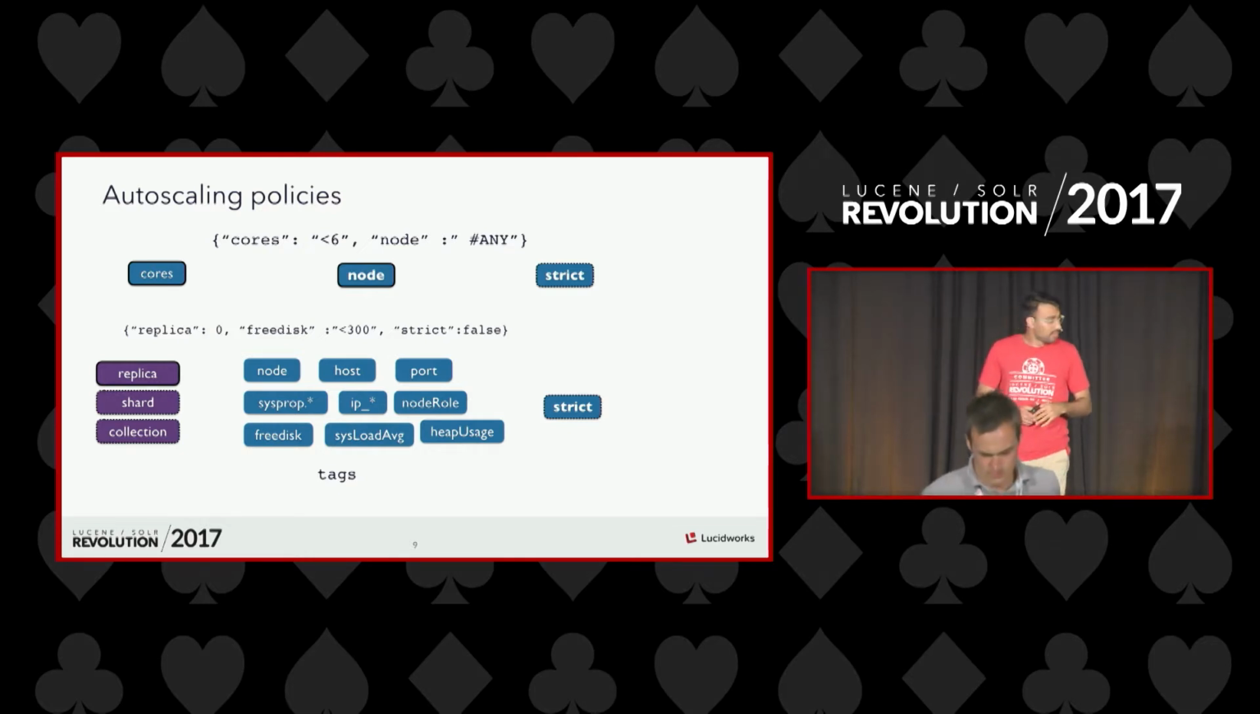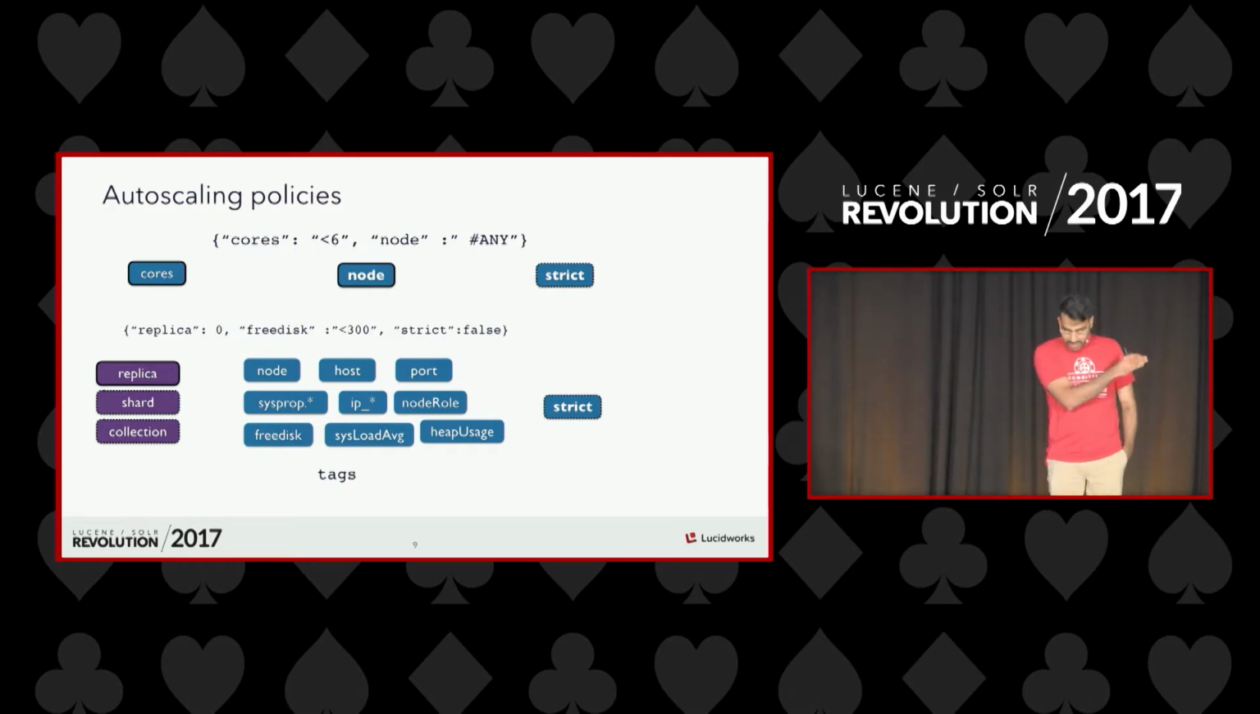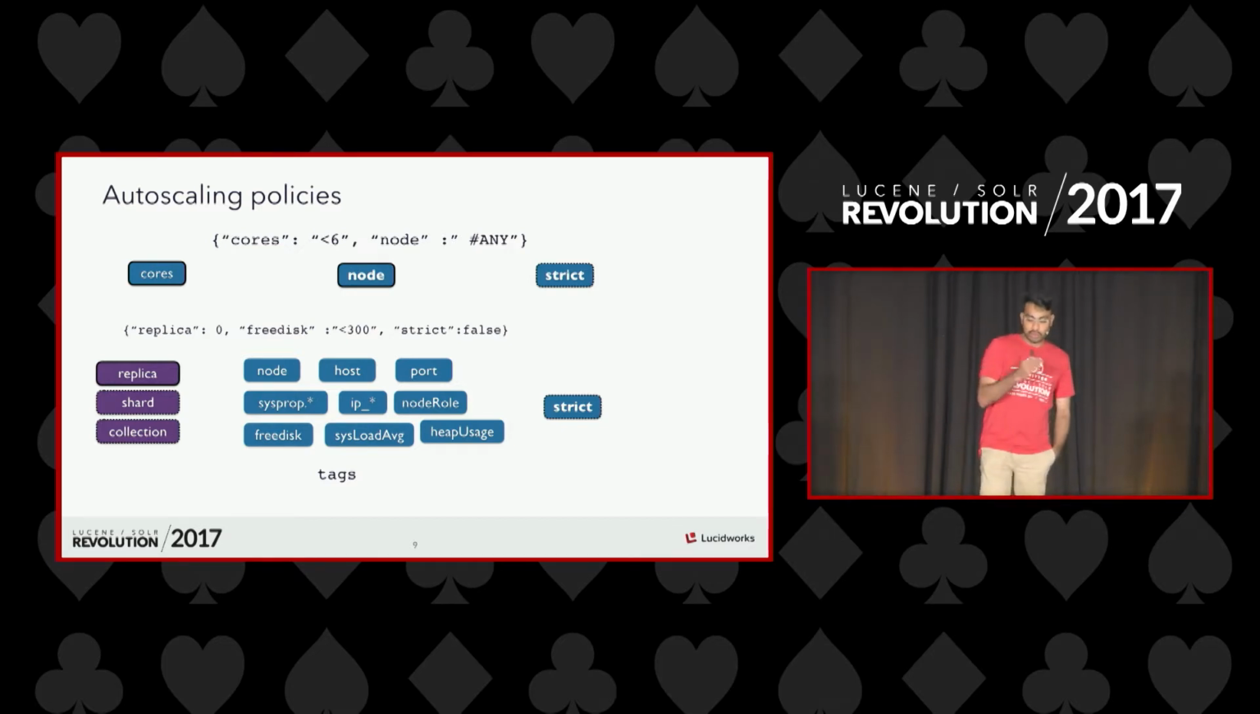So in this case there's something called tag. This is a qualifier. The free disk is a tag, and you can use any of those items in the blue boxes, like the node, host, port, to add conditions. And we are adding more stuff, and in the future we'll be able to use any metric available in Solr to make these conditions. So this is a very powerful syntax to dictate where your replicas should go and live.